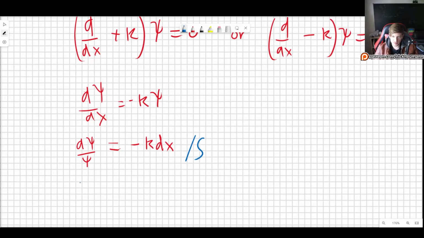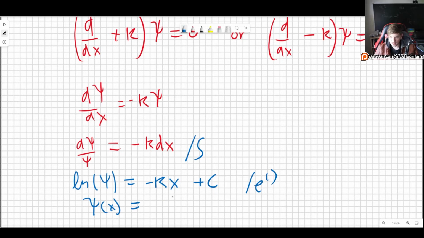We just integrate. So we get, well, d psi over psi. This is the natural log of psi. This is equal to minus kx plus, well, some constant of integration c. So now we exponentiate this, and we get psi of x is going to be, and now, well, we can put these two together, right? So we get some other constant of integration times e to the minus kx.